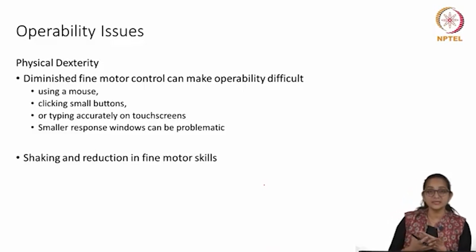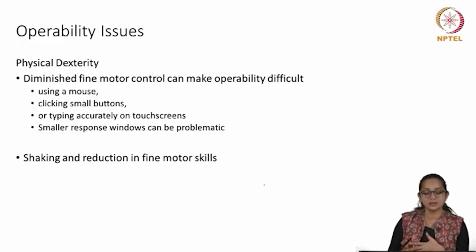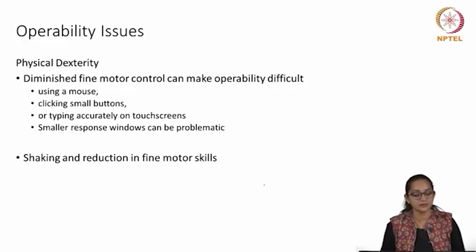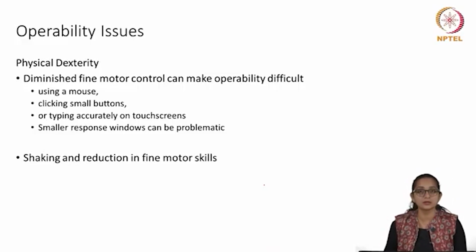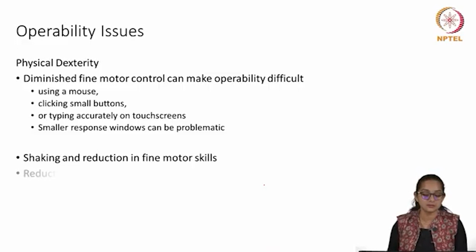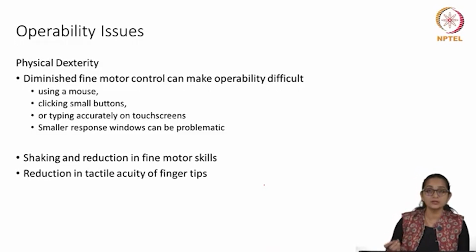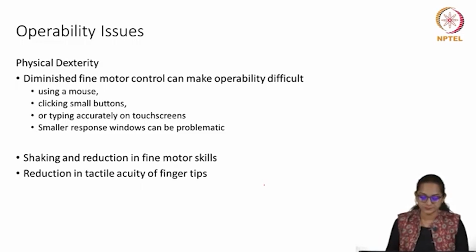Then there may be other dexterity issues like shaking or reduction in fine motor skills. You might have noticed older people have vibration and shaking of the hand, which may also result in hindrances. Then reduction in tactile acuity of fingertips is also one of the aspects.